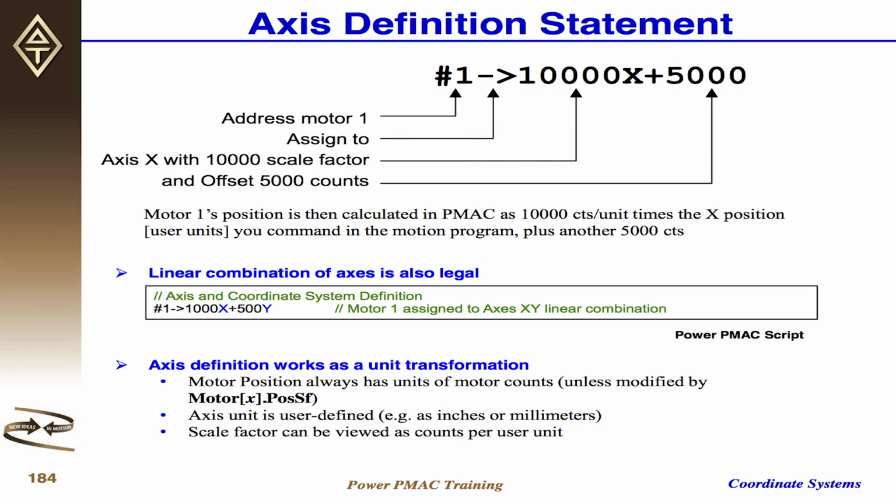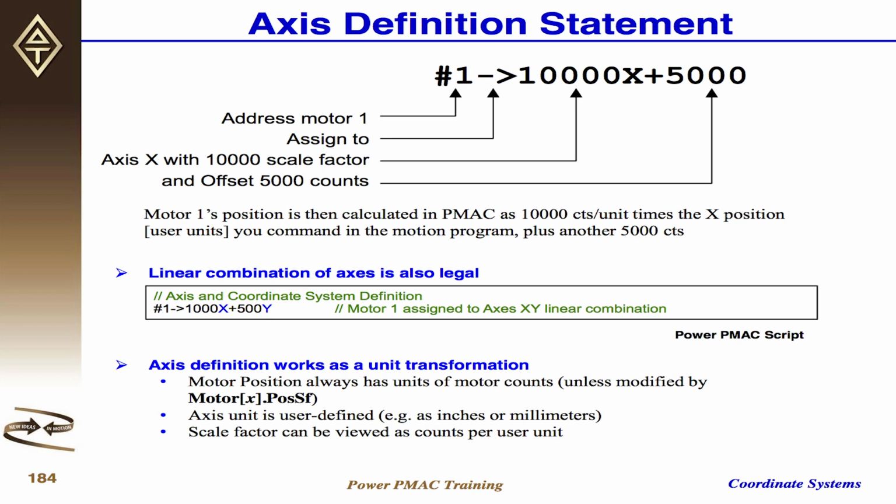Now, an axis definition statement could be as simple as #1->X, or it could be a little bit more complex. In this case here, we have motor 1 being assigned to 10000X+5000. What that means is if I issue X1, motor 1 is going to take that and see this is a value of 1 right here. So motor 1 is going to go to 10,000 times 1 plus 5,000, or motor 1 goes to a value of 15,000.